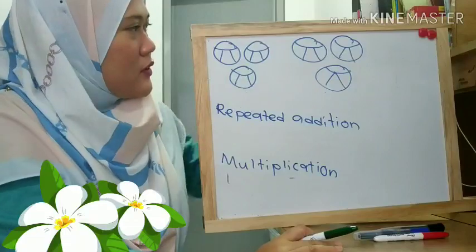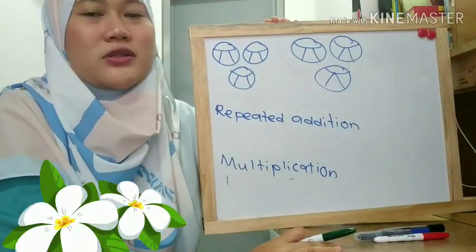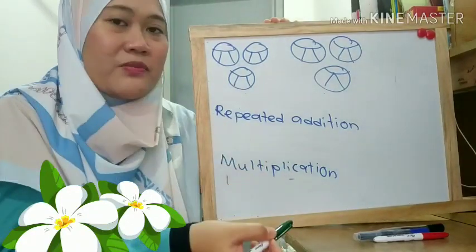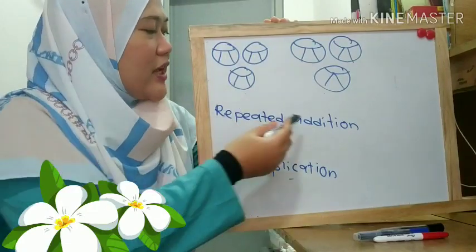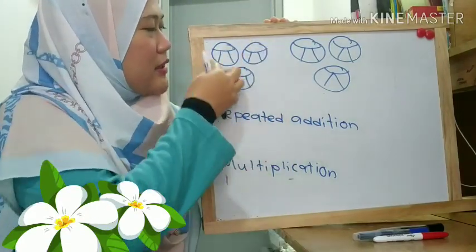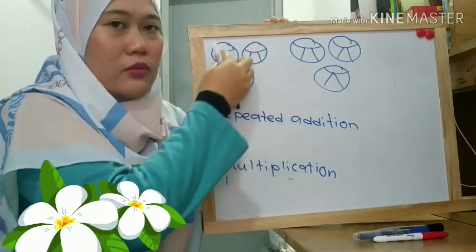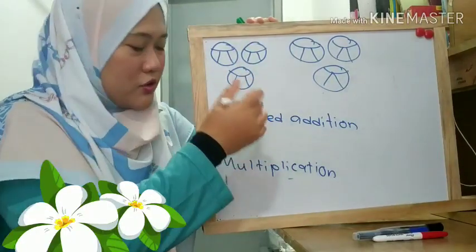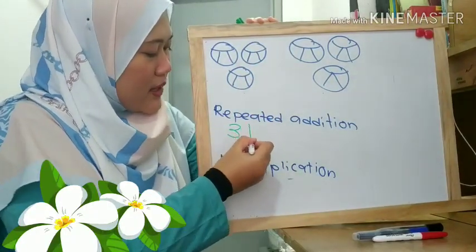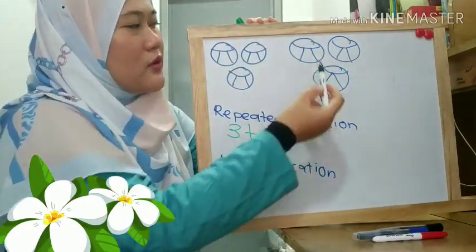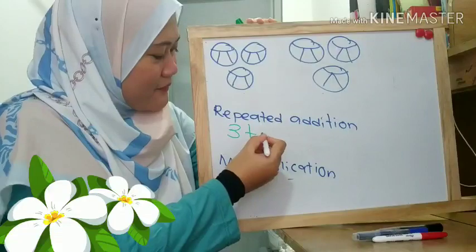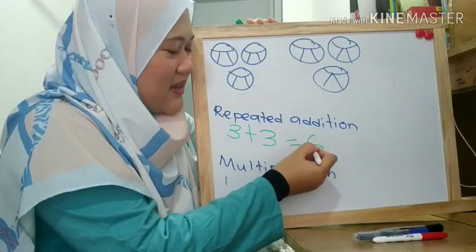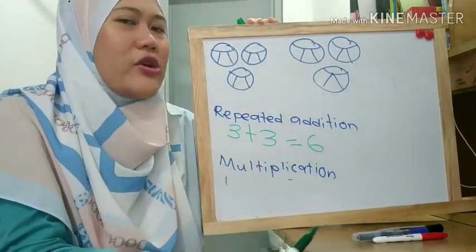If you look here, there are balls, many balls. Okay, so you want to count. How many balls? Remember, repeated addition. Okay. Repeated addition means you plus the number of balls here with this one. So, how many balls here? 1, 2, 3. So, you write 3 here. Plus, how many balls here? 1, 2, 3. Okay. So, 3 plus 3 is... yes, correct. 6. Okay, that one is for repeated addition.